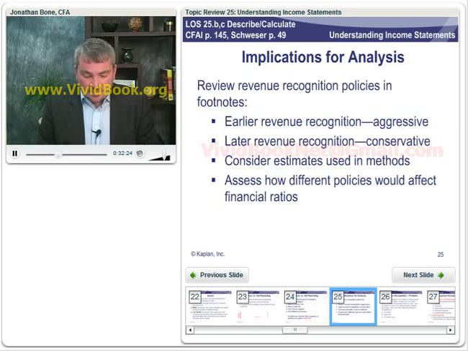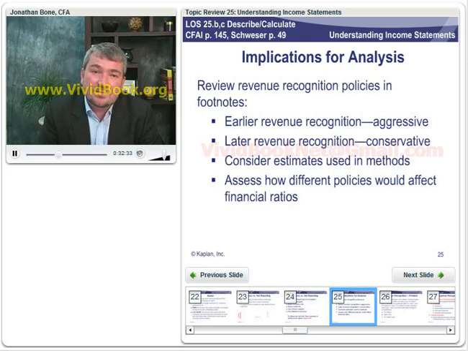So what are our implications for analysis here? Well, essentially anything that leads to earlier revenue recognition is considered aggressive. So percentage of completion is considered more aggressive than completed contract. Anything that leads to later revenue recognition is conservative. So likewise, cost recovery would be more conservative than installment.